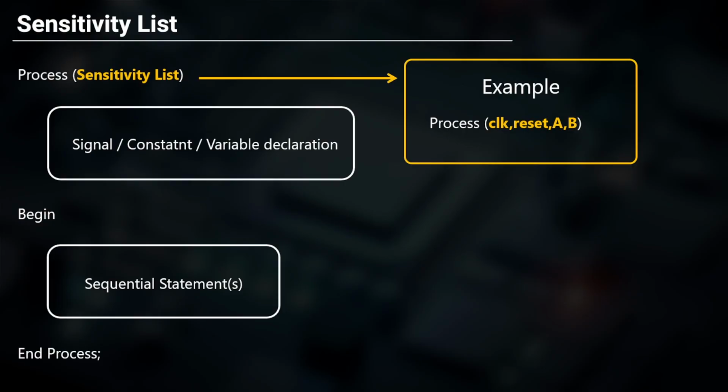In sensitivity list, you have to write your parameters which with any change of their value, process statement applies. In general, when you have reset and clock as input, you have to write them in the sensitivity list. Otherwise, you have to write every input or signal that affects your sequential statement and their values. As you can see in this example, we have clock, reset, A and B parameters in sensitivity list.